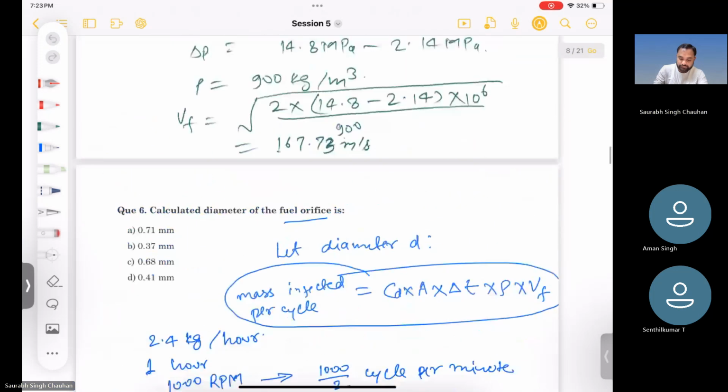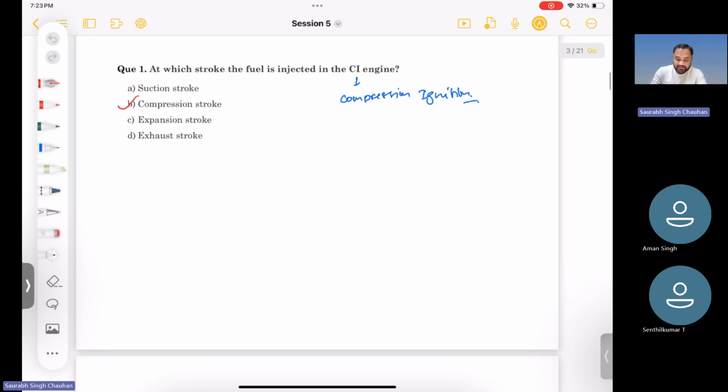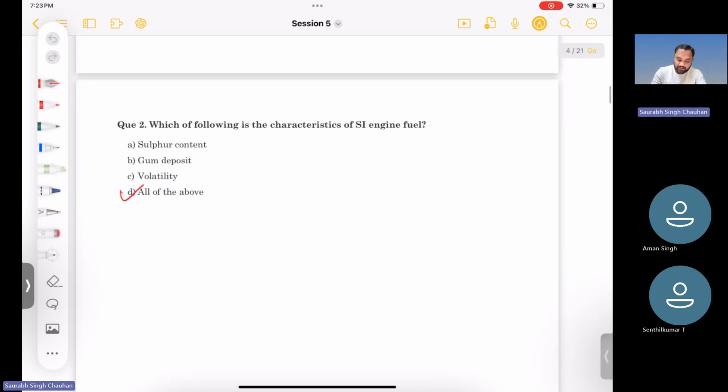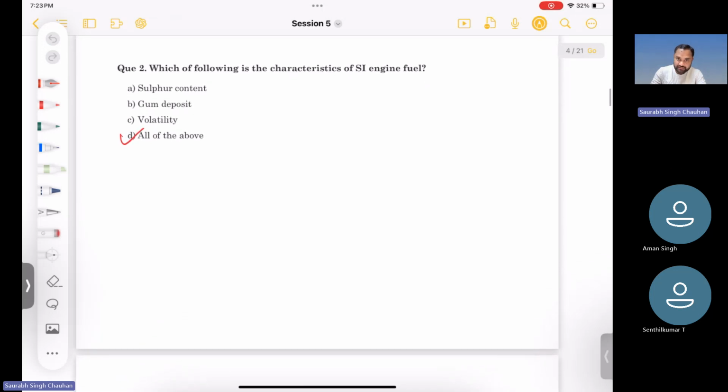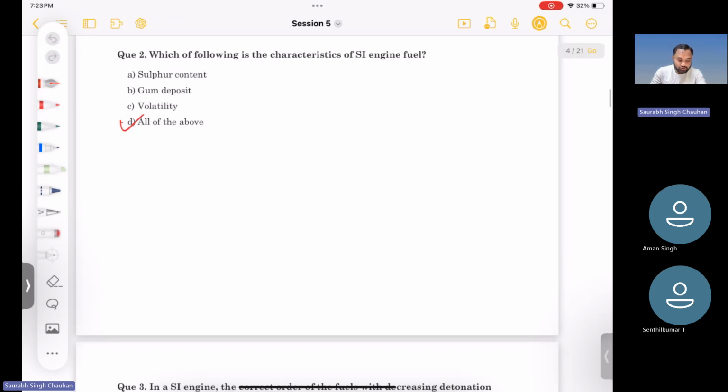Okay, so in today's session I will quickly summarize that for a CI engine, compression ignition engine, the fuel is injected just before the TDC in the compression stroke. We discussed that for an SI engine fuel, sulfur content should be as low as possible or equal to zero, because sulfur content reduces the auto ignition temperature, and lower auto ignition temperature can lead to knocking. Gum deposition should not be there, and volatility is very important, because for good air fuel mixing, the fuel should be evaporated, and volatility is related to evaporation.